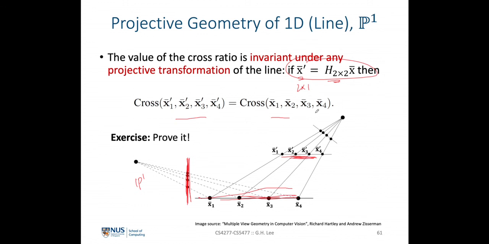I'll leave it to you as an exercise to prove that this is true after the transformation. But basically, what you should do would be to simply substitute this guy here back into the cross ratio equation and show that the homography over here, the H2 by 2 over here, would cancel out each other, and hence the numbers would become the same.